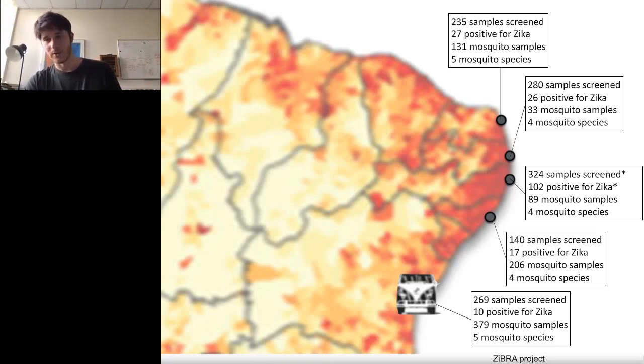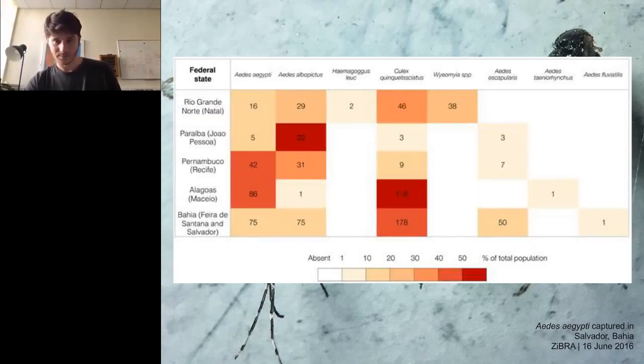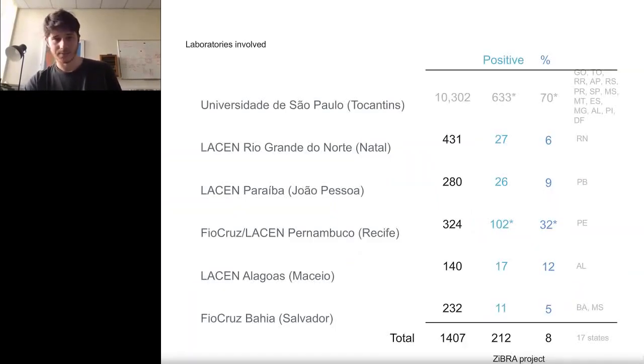And then, in addition, the group went out collecting mosquitoes, and they found multiple species of mosquito in each place. I think this photo is the Aedes aegypti, which is the species which actually carries Zika, and that was the one that we were particularly interested in. You can see from this heat map that we collected the highest number of Aegypti in the Recife and Maceió states.